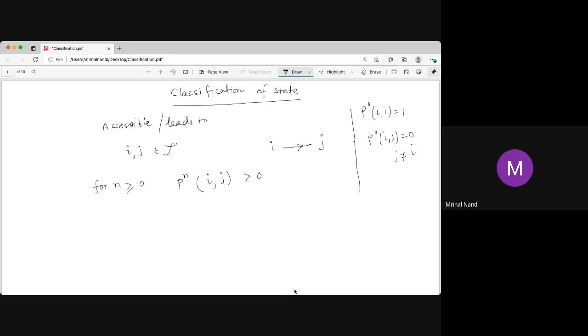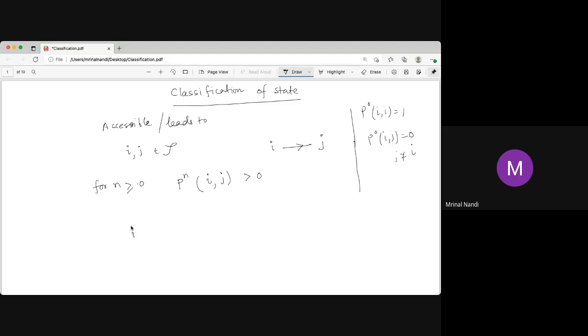So it's clear. What is accessible? The probability from i to j is positive for some n. Then we use the notation i arrow j. We sometimes say i leads to j, or j is accessible from i.